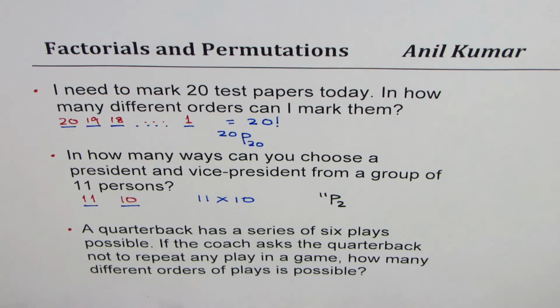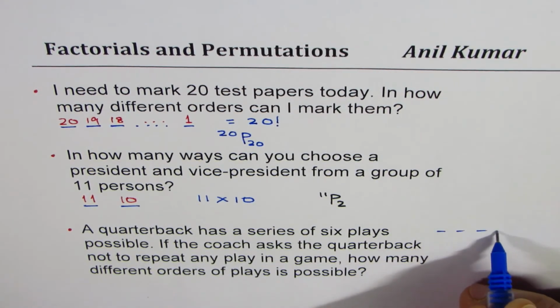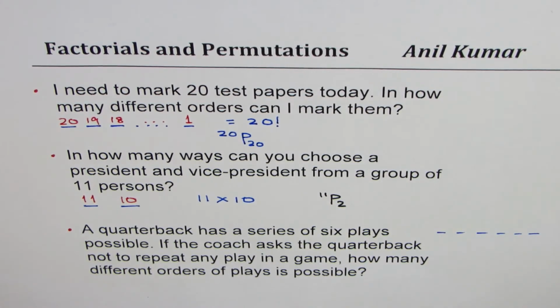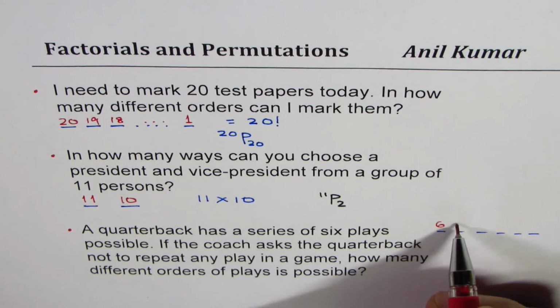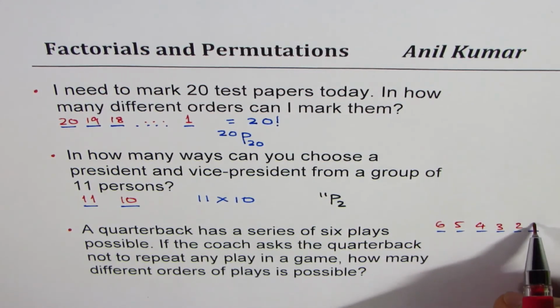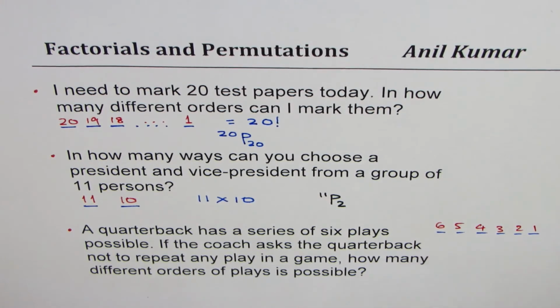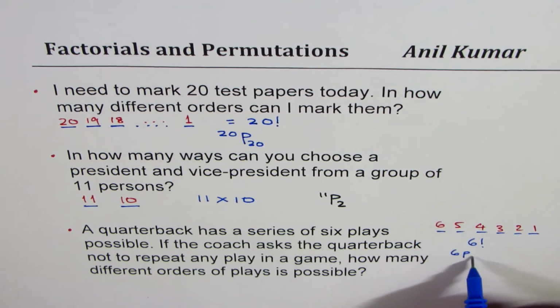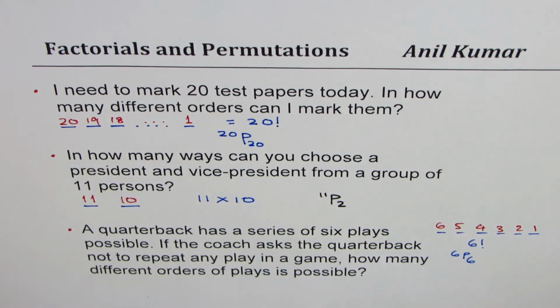Okay. The last one here is, a quarterback has a series of 6 plays possible. Now there are 6 plays possible. Let's say 1, 2, 3, 4, 5, 6. And if they are not repeated, he had a choice of 6, 5, 4, 3, 2, and then 1. And that clearly is what? 6 factorial, right? 6 factorial, or the answer could have been 6P6. So in this example, you see how closely factorials and permutations work together, right? You could write the answer in any terms. When we say we are using the factorial concept, that is our basic counting principles, right?